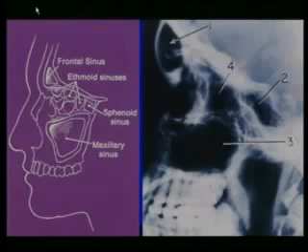Frontal sinus is up here. Maxillary. The ethmoid air cells, you can see they're little tiny pockets. And then the sphenoid sinus sits back here on top of what? It's very near the sella turcica, the pituitary.